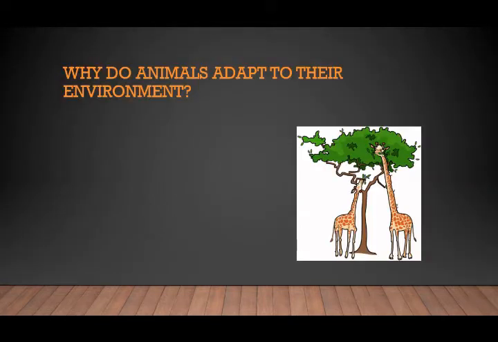But then here comes a question. Why do animals adapt to their environment? It's just a simple thing taken from this picture. There are two giraffes. The first one with the longer neck and the other one with the shorter neck. Which one do you think will survive? Of course the one with the longer neck, because it's easy for the giraffe with the longer neck to catch food, right? So again, back to the question, why do animals adapt to their environment? The answer is simply to survive.